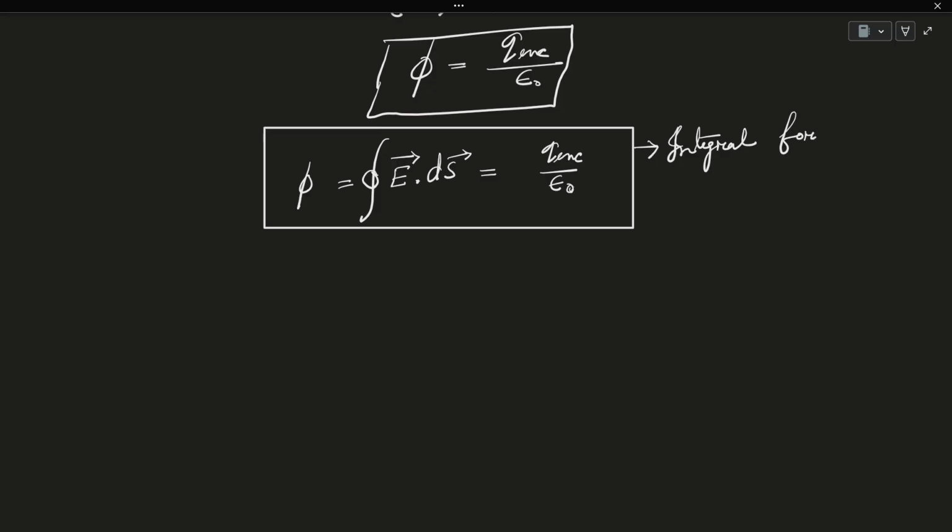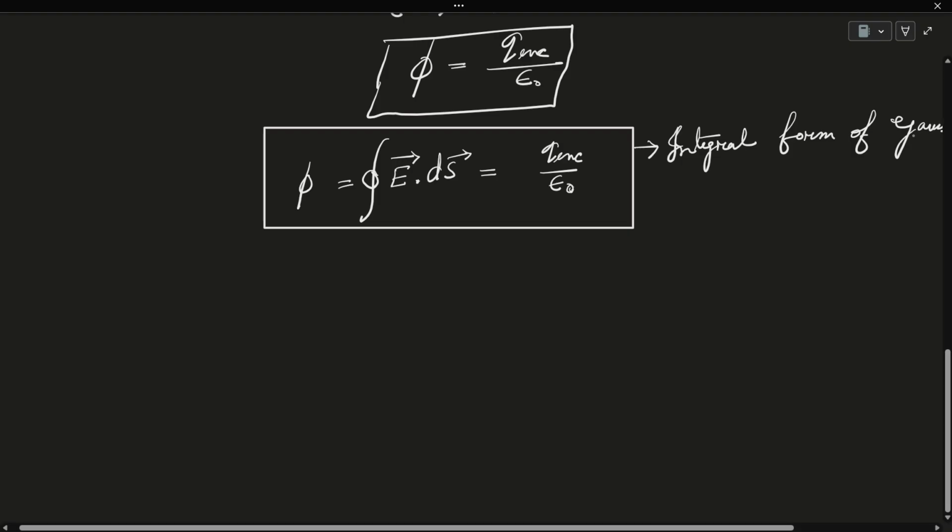Integral form of Gauss law. Okay. So now I want to discuss the differential form. This we have learned in class one, and we have learned this in higher secondary also. So now what I want to discuss with you is the differential form. So what is the differential form?